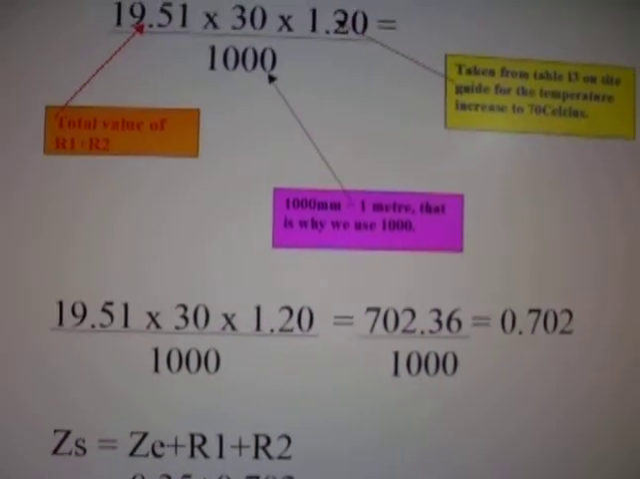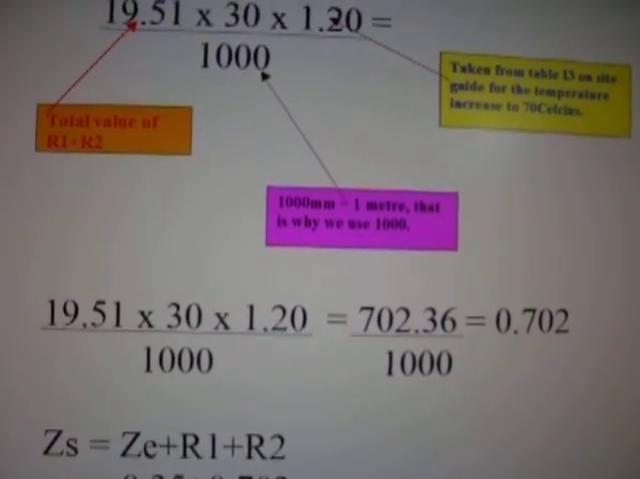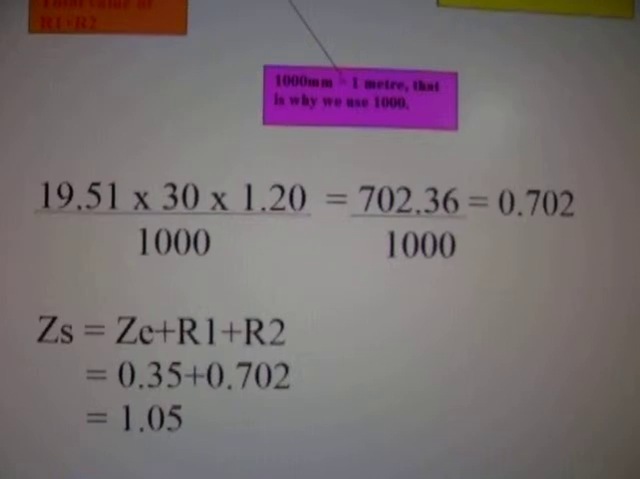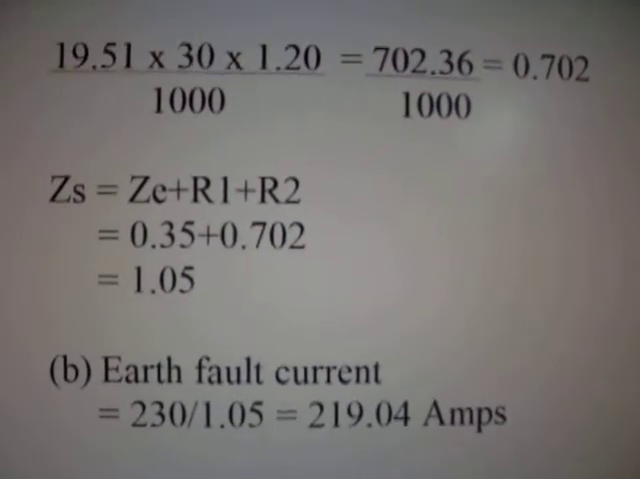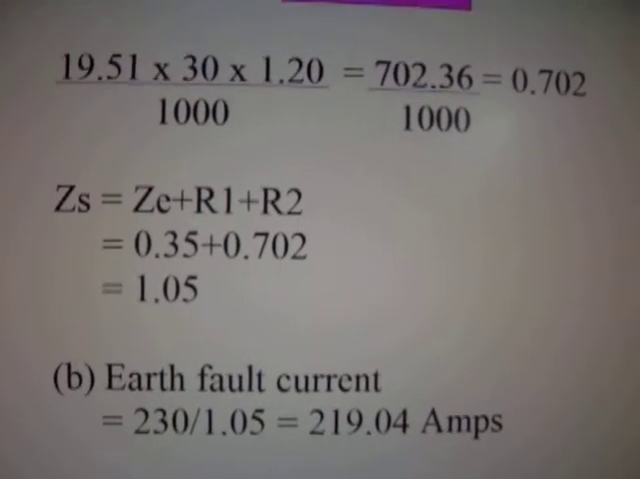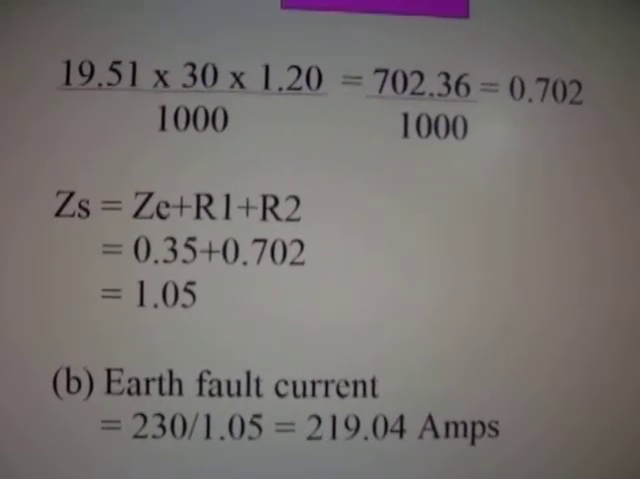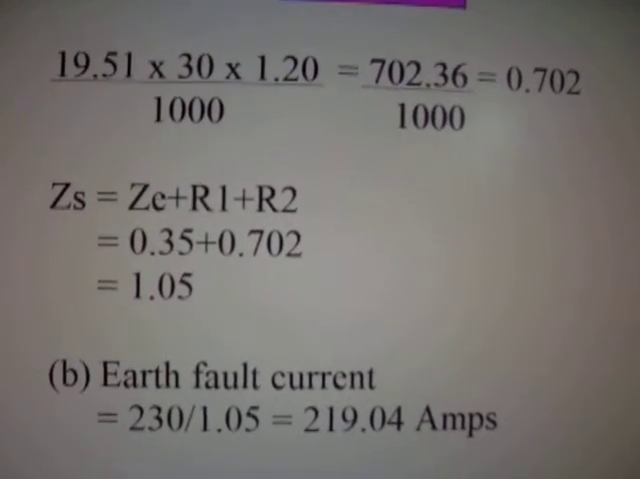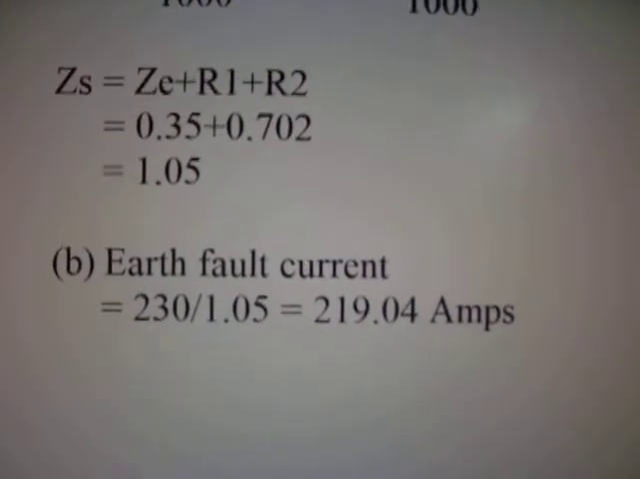Now you can then see 702.36 divided by 1,000. 702.36 occurs when I multiply 19.51 times 30 times 1.20. Now when I divide that by 1,000, it gives me 0.702. ZS equals ZE plus R1 plus R2 equals 0.35 plus 0.702 equals 1.05 ohms.